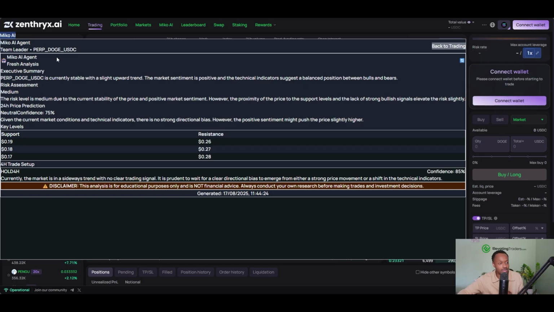But if the AI agent deems the market to be neutral, of course, it would just say hold and not actually provide you a setup, which is quite important as well, because you don't want to take a buy opportunity or sell opportunity just because you want to. If there's nothing there, you do want to make sure that you are staying put.